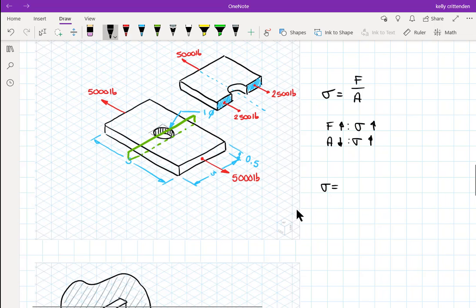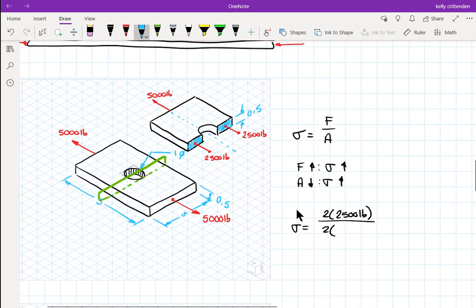So I have two 2,500 pound forces, and I have two areas that are, this dimension is 1/2 inch, and these other dimensions are hard to show on there, but they're each 1 inch. I'll put one of them on there, it's getting cluttery. 1 inch, if I could write small. So I have two areas that are each 1 inch by 0.5 inches.